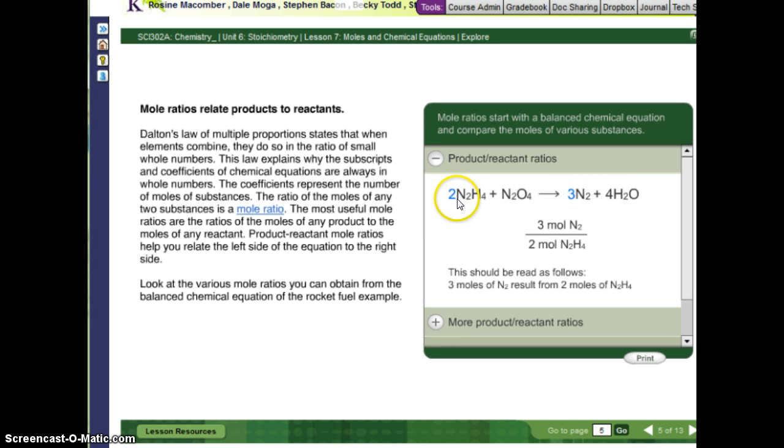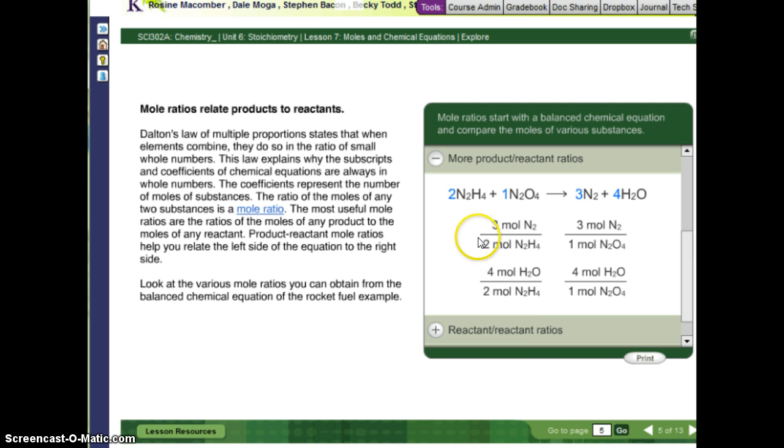I could also change it. I could say, what if I only had 1 mole of this? What if I only had 1 mole of N2H4? Now how much water do I have? Well, my ratio is 2 to 4. So if I only have 1 mole over here, that's half as much, I'd only have 2 moles of water.